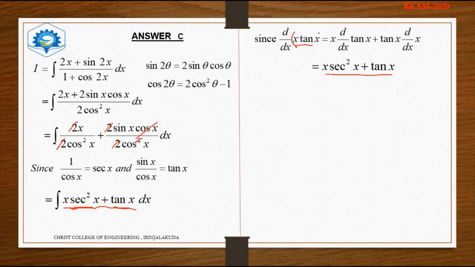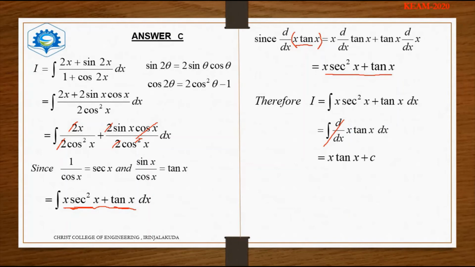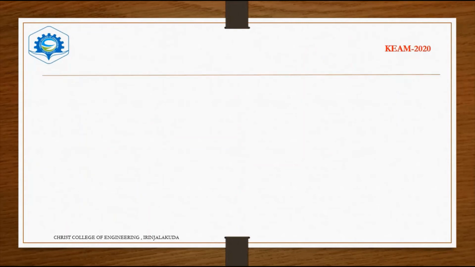So remember, after applying the product rule to x tan x, you will get x secant square x plus tan x. Now we are going to substitute this in our given integration I. So here we have I is equal to integral of x secant square x plus tan x. Substitute that by d of x tan x, and since integration and differentiation are inverse processes, your answer will be x tan x plus c. Now let us move on to the next question.